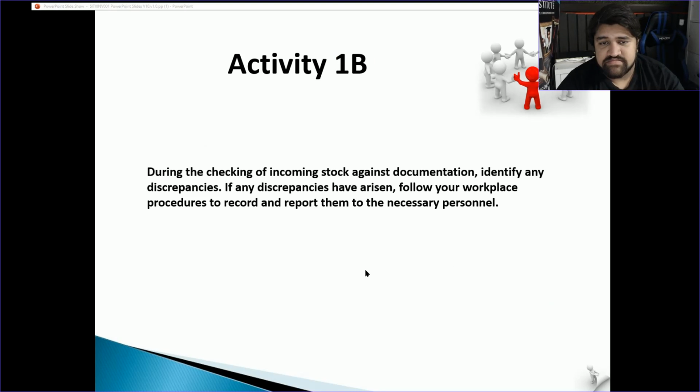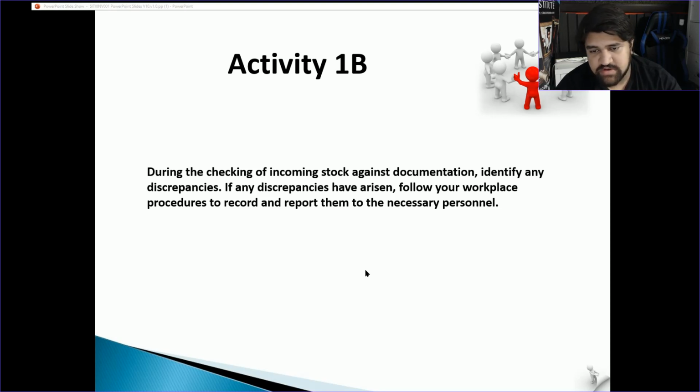Alright, so activity 1B: during the checking of the incoming stock against documentation, identify any discrepancies. If any discrepancies have arisen, follow your workplace procedure to record and report them to the necessary personnel. So if there are any issues, most likely the items will be missing. Your invoice will have a higher amount of a certain item, or an item that you didn't actually receive. So what would you do in this case?